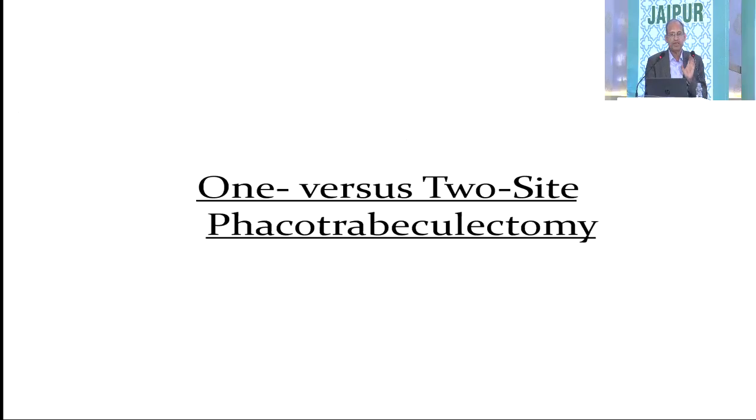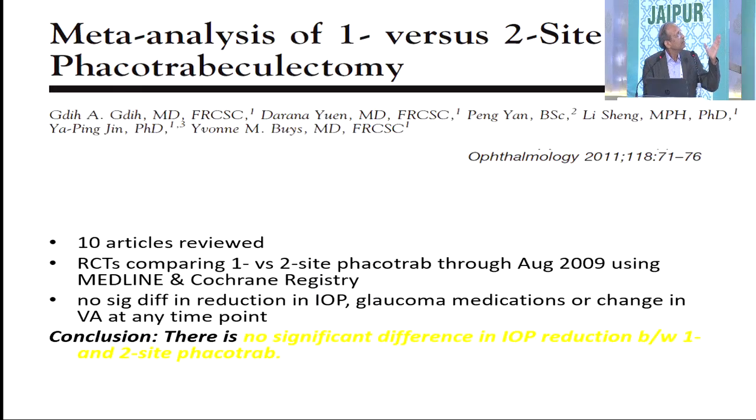Another issue is whether to do one-site versus two-site phacotrabeculectomy. In a meta-analysis of 10 randomized controlled studies, it was found that there was no significant change in IOP reduction in patients undergoing one-site versus two-site phacotrabeculectomy. So it's basically the surgeon's discretion. When I started, I was doing one-site surgery. Now I have totally shifted to two-site surgery, which is giving me comfortable outcomes.